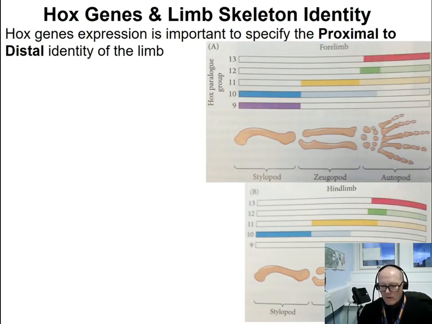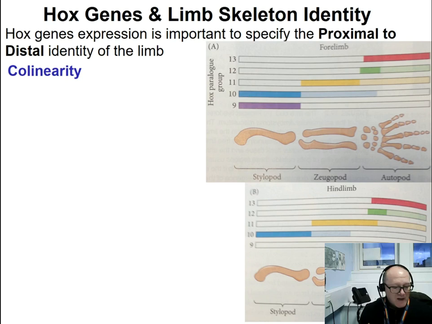Now, another layer of expression that controls which bones are formed in a different part of the limb is the expression of HOX genes. HOX gene expression is controlled by the genes that we mentioned before, which are controlled by retinoic acid and FGF8.